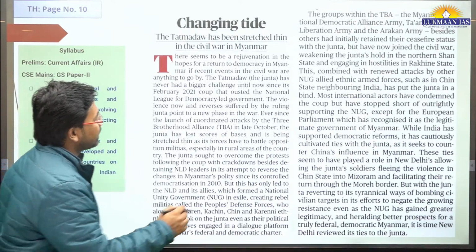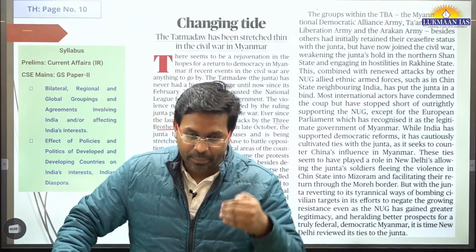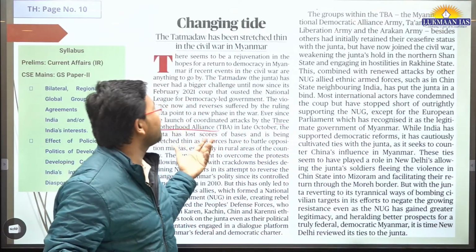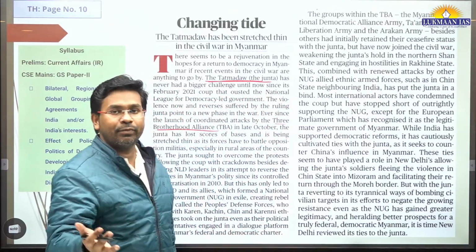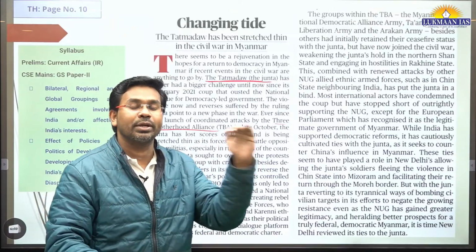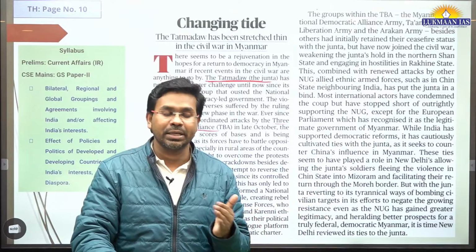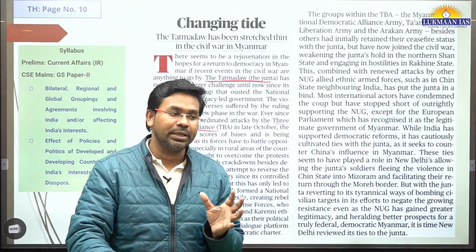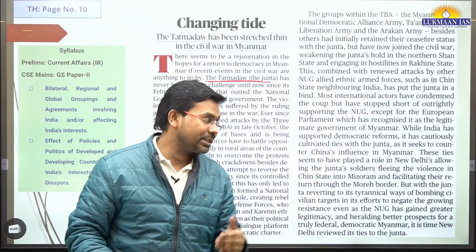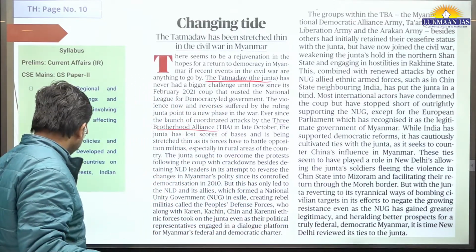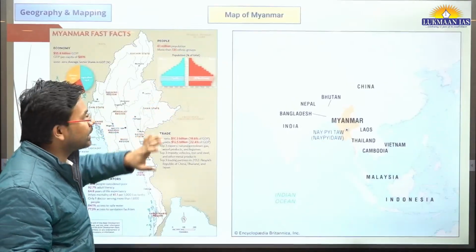What has this alliance done? This alliance has put up resistance against the junta. The junta is also known as the Tatmadaw. It is the military force of Myanmar, which is trying to capture authority and power through forceful means. But resistance has also emerged, and this resistance is because of the unity among the opposition parties. So in Myanmar there is Chinese influence, and there is influence of other countries also.